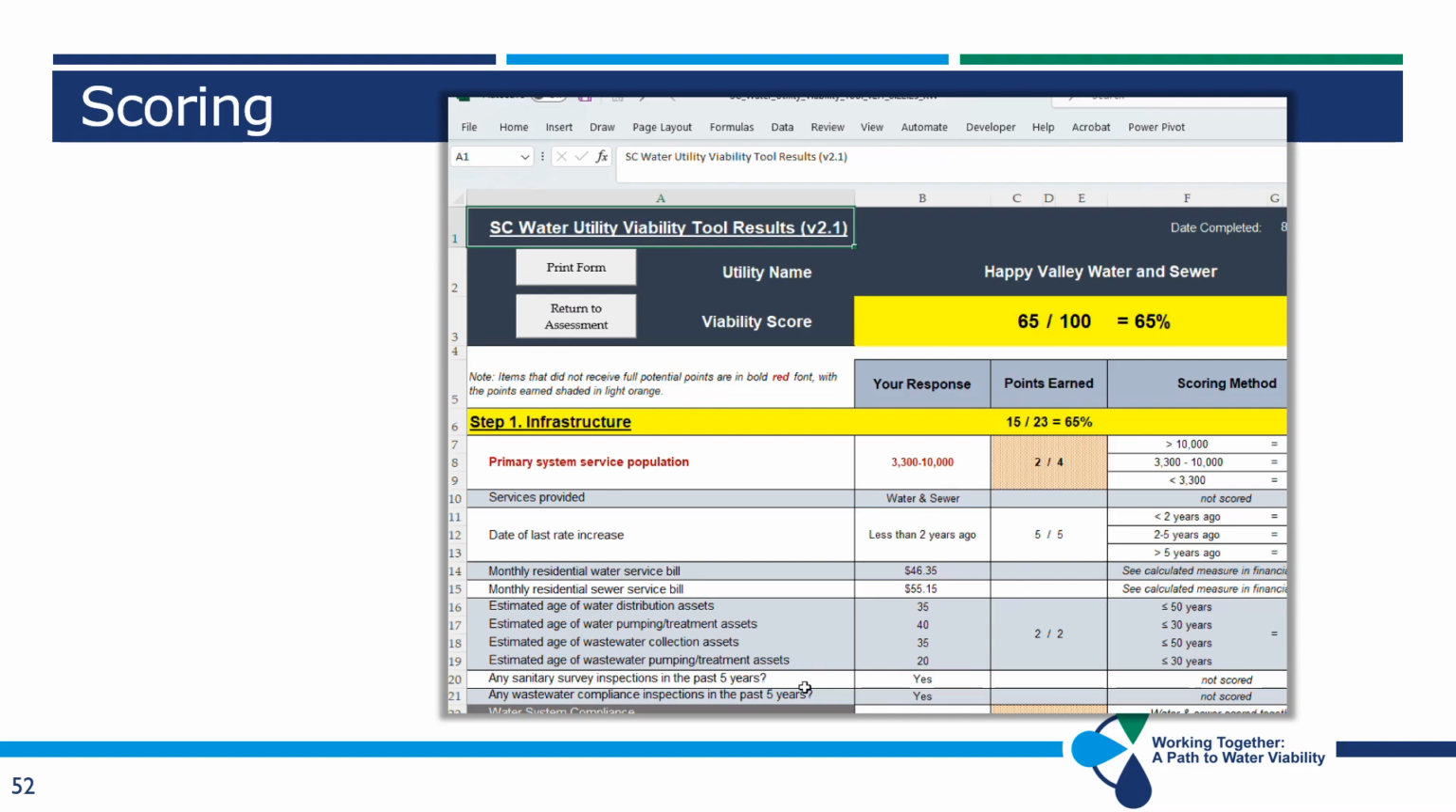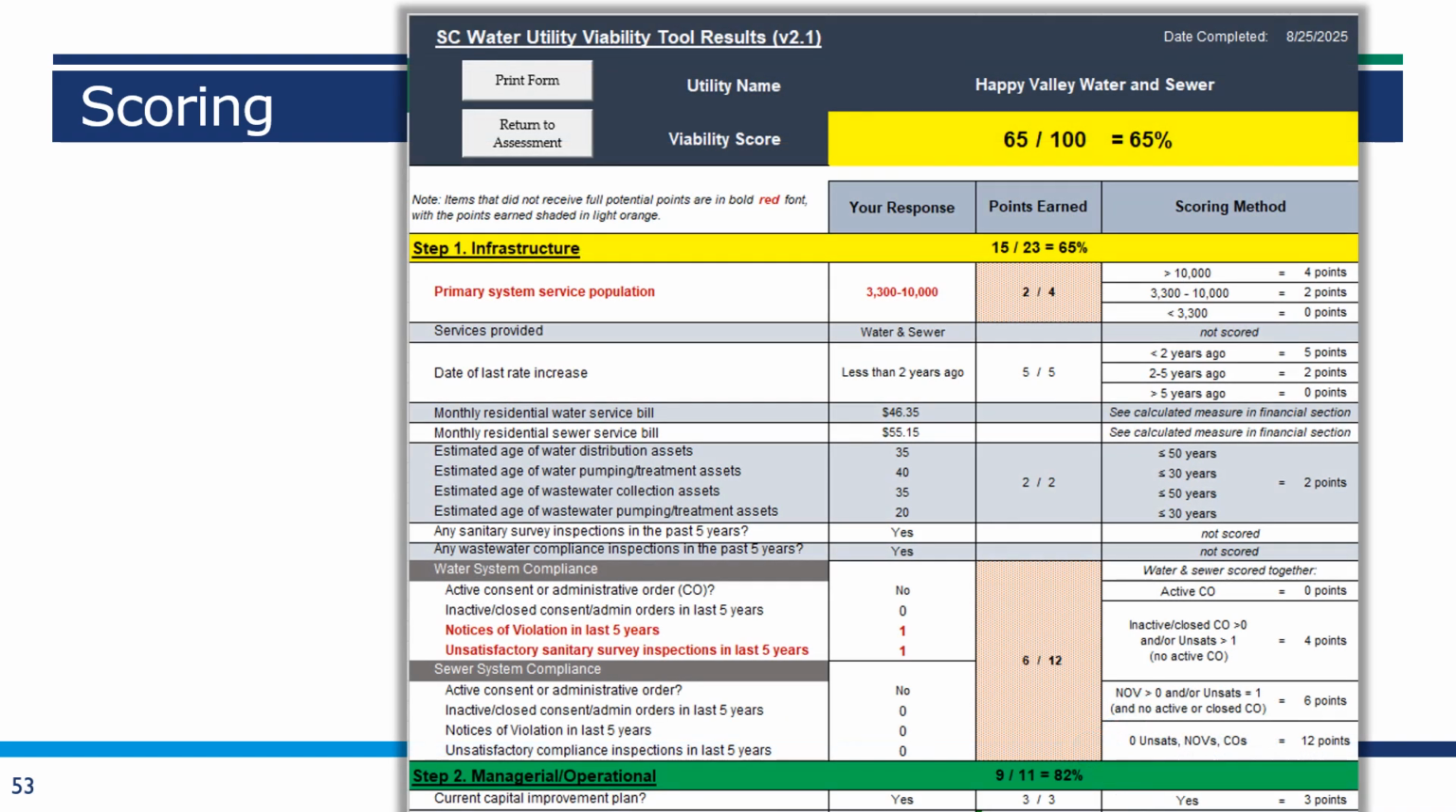Here you will see the overall score at the top, which is color-coded red, yellow, or green as an overall indicator of viability. You can also see the response given for each question, as well as the number of points earned and possible. In this column, you can see the scoring methodology for each question. There's also a percentage score for each section, and the section headers are color-coded to quickly show which areas a utility may be struggling with. Questions where any points were lost are in red text.